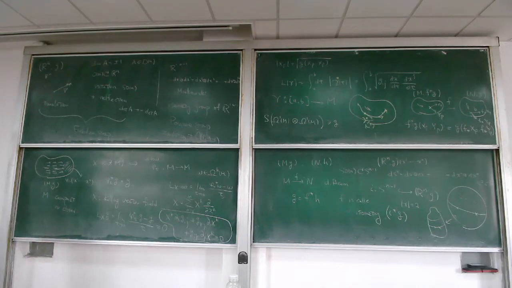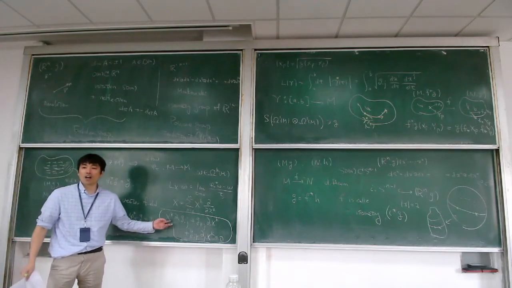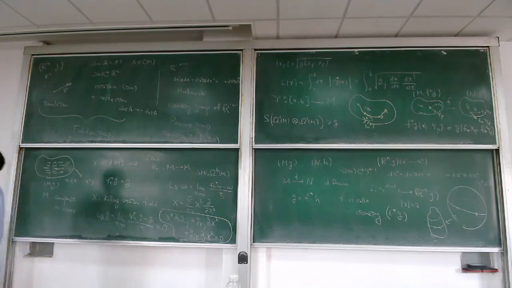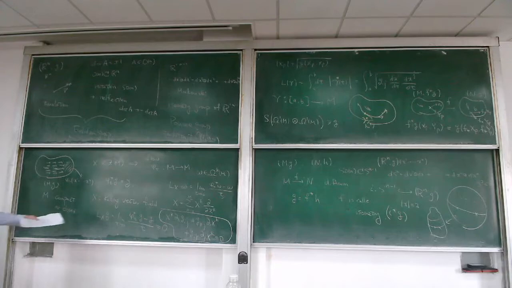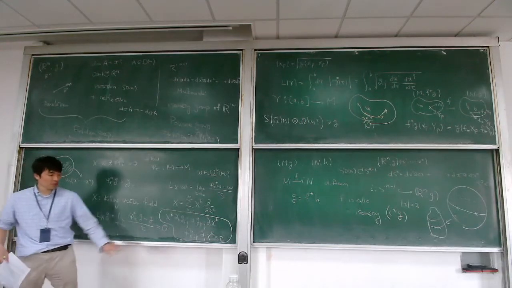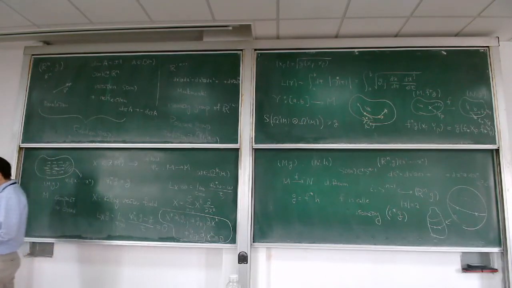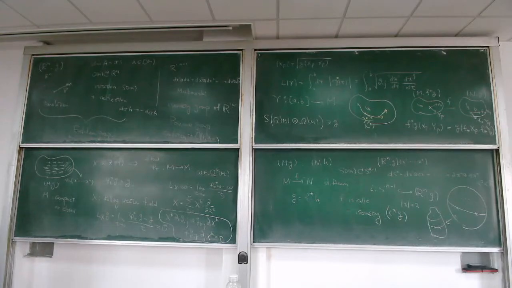This equation often appears in GR. When you learn GR, Killing vector fields show up. This is the Killing equation in local coordinates. One can derive this one from the definition. This is the exercise for you.